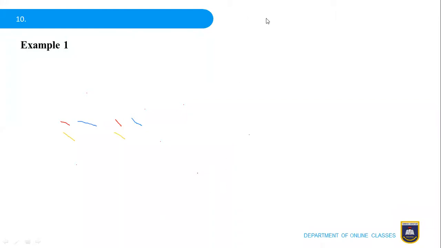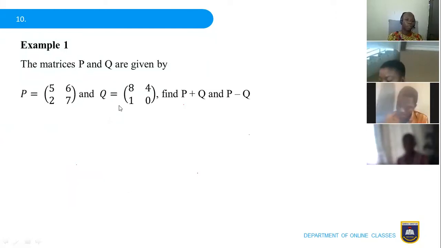Example. So we want to pick an example. The first example there. The matrices P and Q are given by that. So the matrix P equal to 5, 6, 2, 7. And the matrix Q equal to 8, 4, 1, 0. Find P plus Q and P minus Q. Everybody should try that before we go through the suggested solution. If you are done, you will raise your hand so that I call you to take your answer.